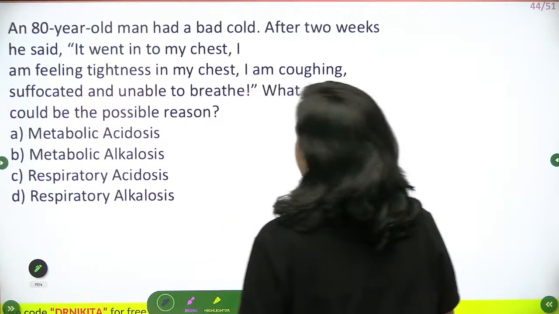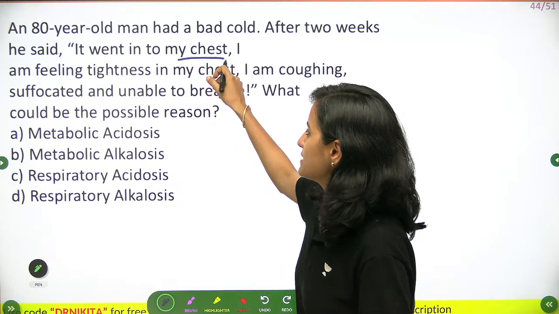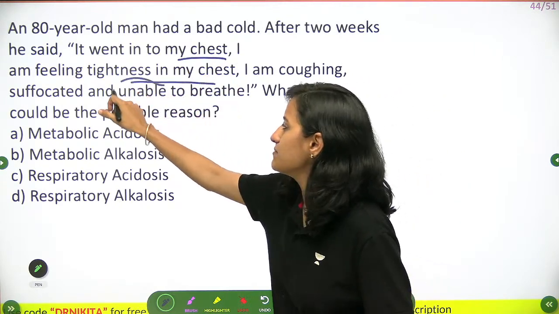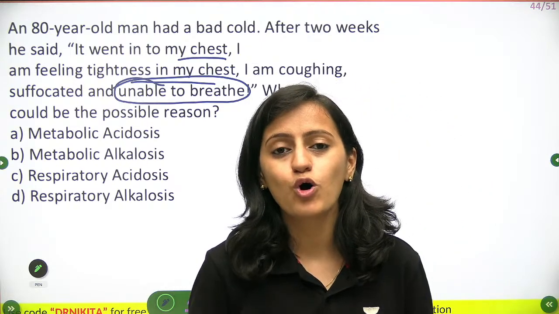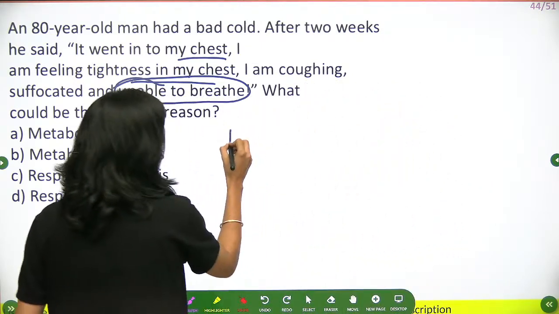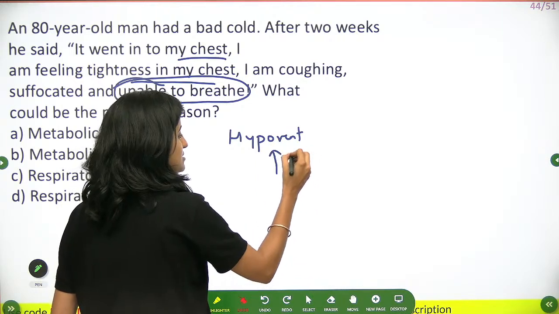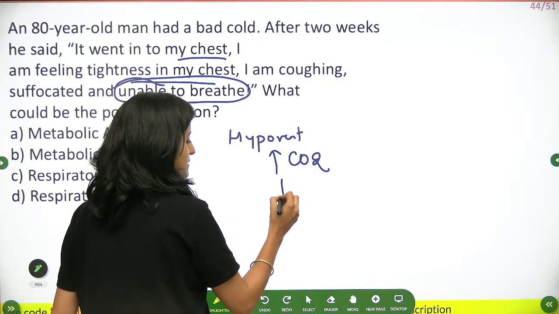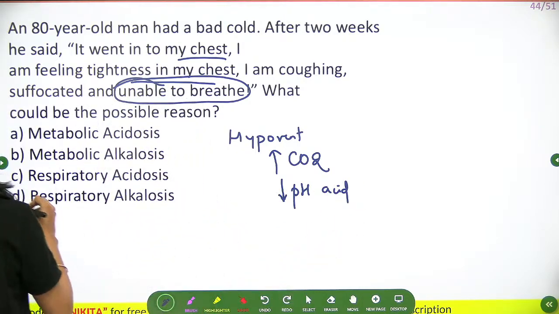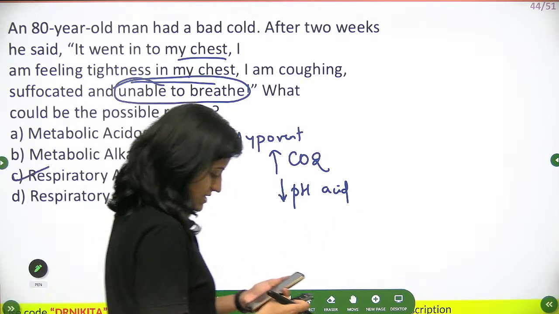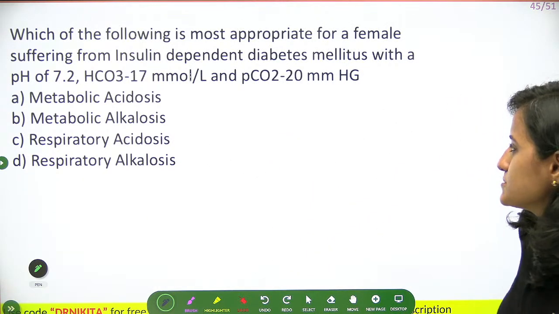What would this be? An 80-year-old man had a bad cold 2 weeks ago. He said, it went into my chest, there's a tightness and I am unable to breathe. Unable to breathe means there is hypoventilation. Hypoventilation means increased CO2, and the opposite, decreased pH. That is acidosis. So this is going to be respiratory acidosis. Amazing. What is this one?